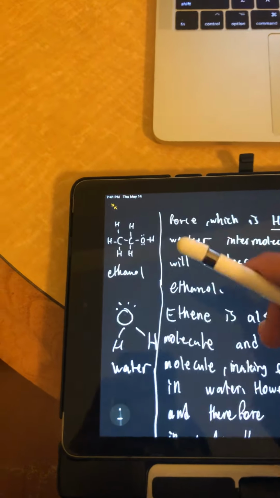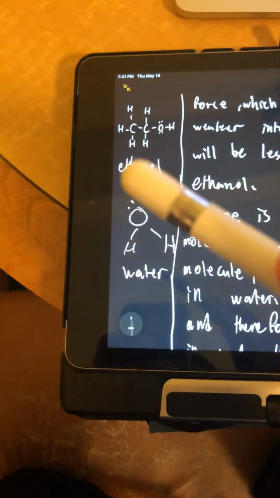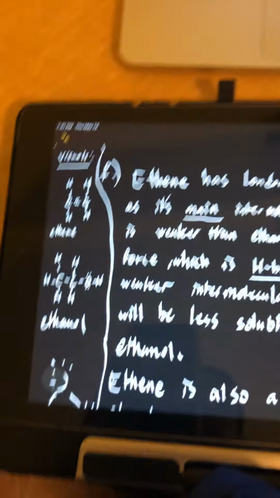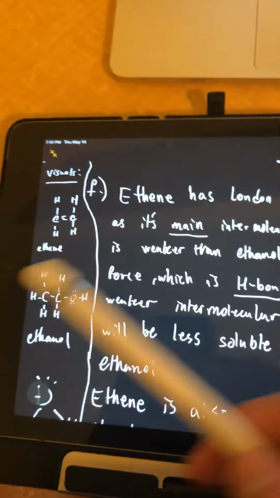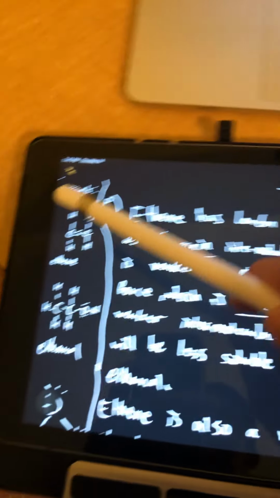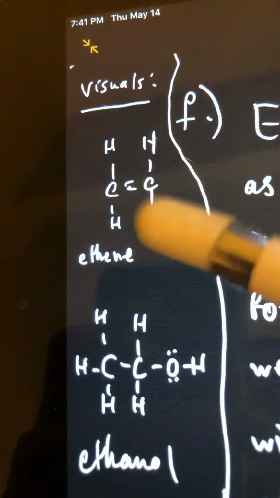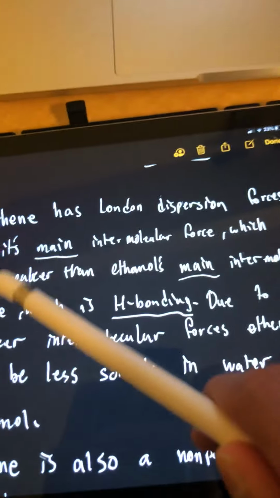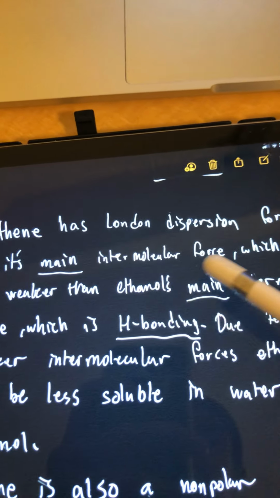It didn't really dissolve in the water, like the question stated. Ethanol is polar, water is polar, therefore they both dissolve. And so I basically explained that in my explanation. I just say that first I described the intermolecular forces and explained that ethene has a weaker intermolecular force than ethanol, and basically it's London dispersion as its main intermolecular force.